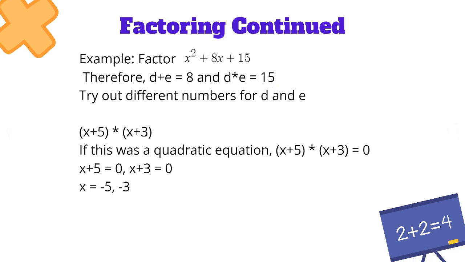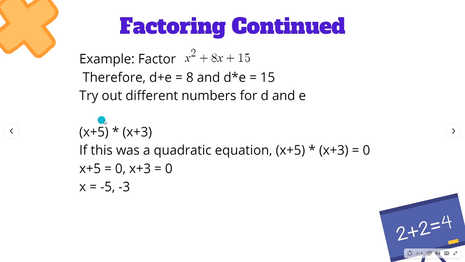So, for example, if we have d equals 1 and e equals 7, we know 1 plus 7 equals 8. However, 1 times 7 does not equal 15. So let's try maybe 2 for d and 6 for e. And again, you'll see that 2 times 6 is not equal to 15. So maybe we can try 3 and 5. And if we try 3 and 5, we know that 3 plus 5 equals 8, and 3 times 5 equals 15. And so that works. So we know d and e are 3 and 5.